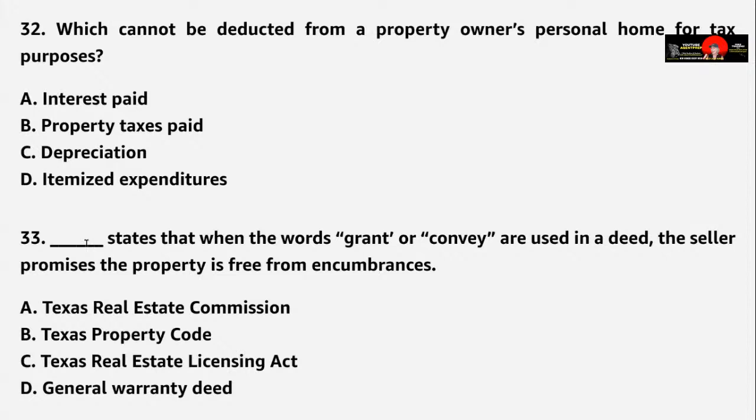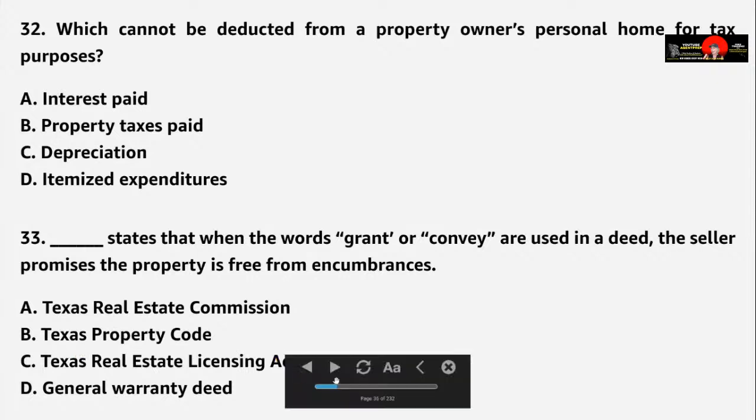Okay, it's the Texas Property Code. Yeah, I know it seems like the answer would be D, but the general warranty deed is what is used to grant or convey. But they're asking what document states that when the seller signs the general warranty deed, granting or conveying it, it means that it is free from encumbrances. What document states that? That document is the Texas Property Code.